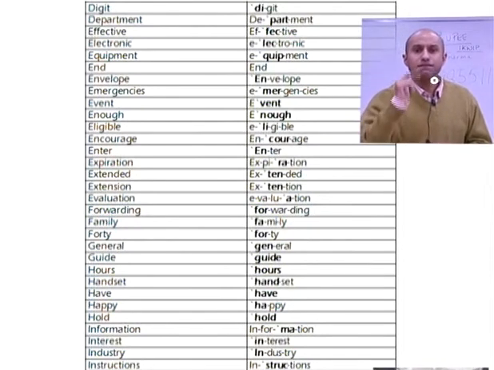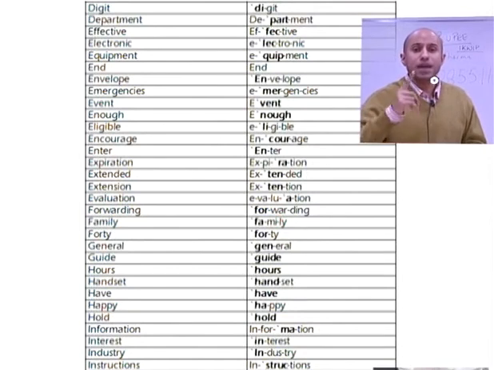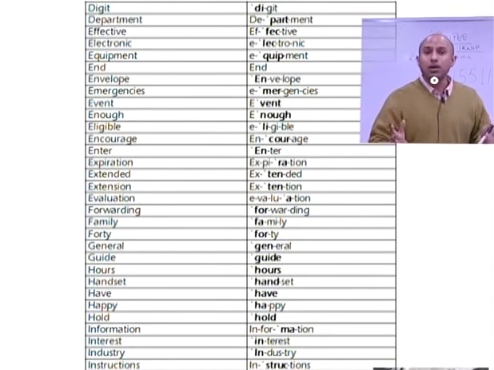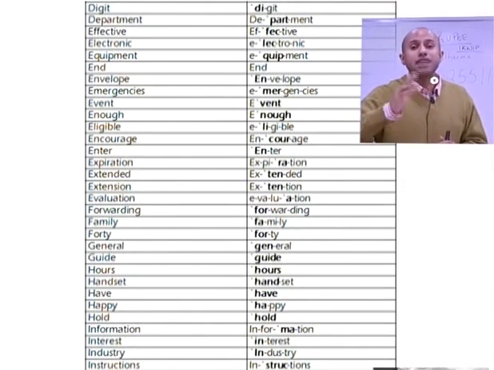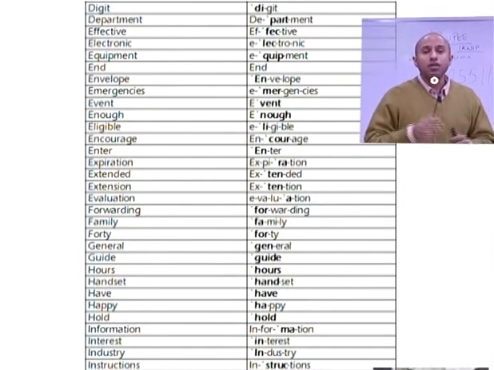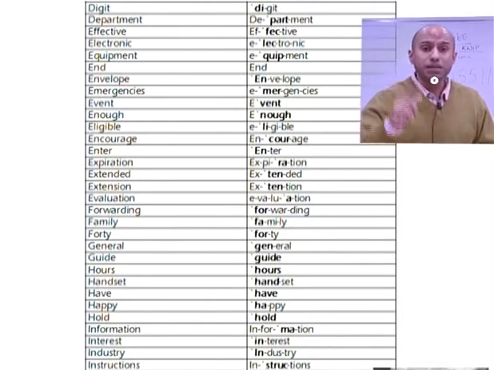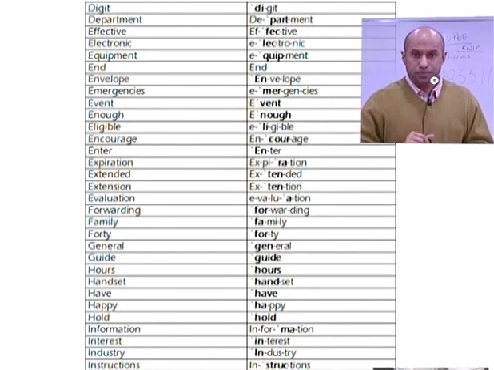E-V-E-N-T, event. The vent gets a clear stress, event. We have an event planned for our Founders' Day. There will be an event on the 26th of January. Yes, event. Say it with me, event. And the clear V to be heard, event.